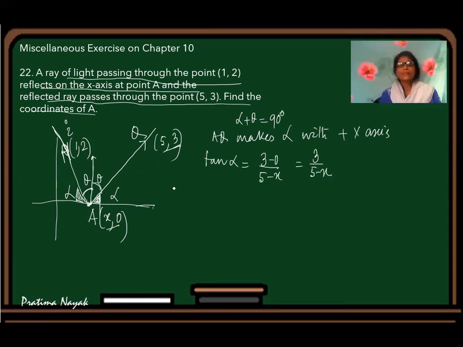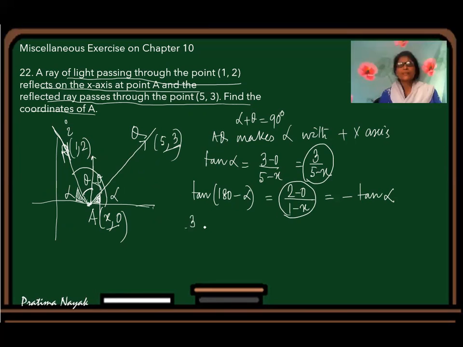Next, slope of PA. PA makes how much? It will be 180 minus alpha. So tan of 180 minus alpha is equal to how much? Now here the slope will be 2 minus 0 by 1 minus x. So tan of 180 minus alpha is minus tan alpha. That means one is the negative of the other. So it will be 3 by 5 minus x is equal to minus 2 by 1 minus x.